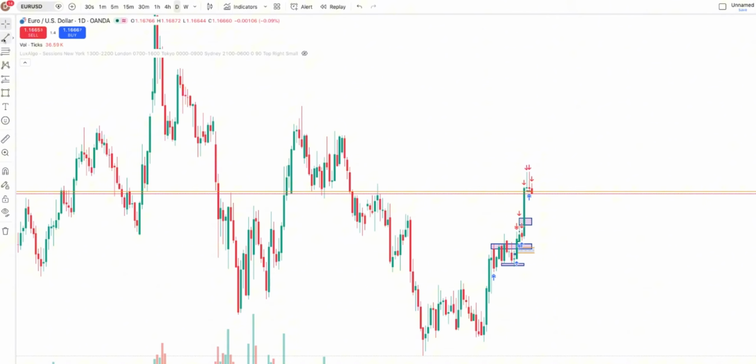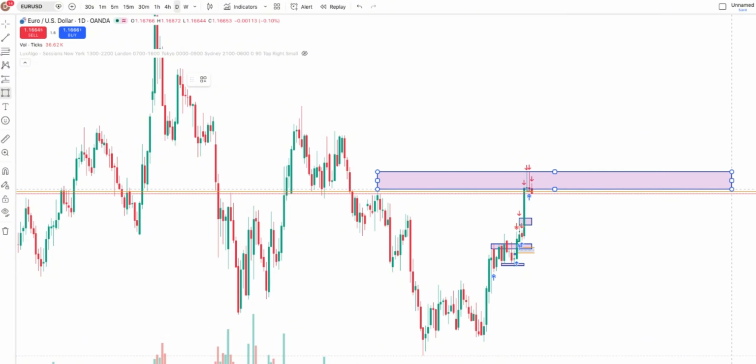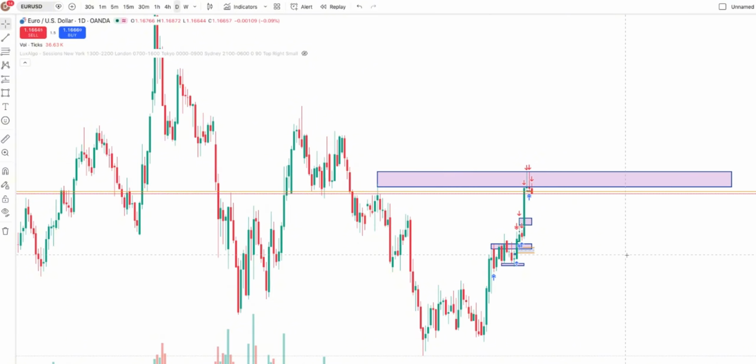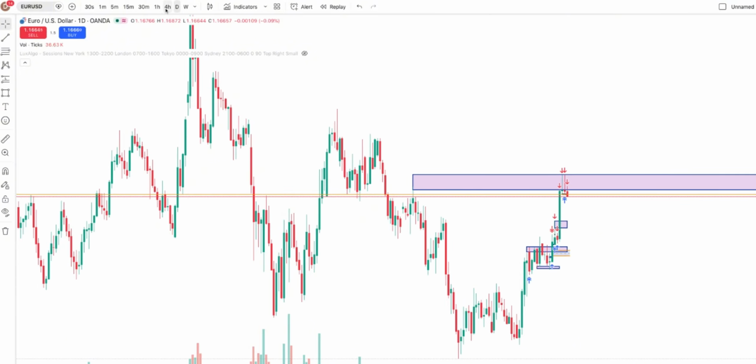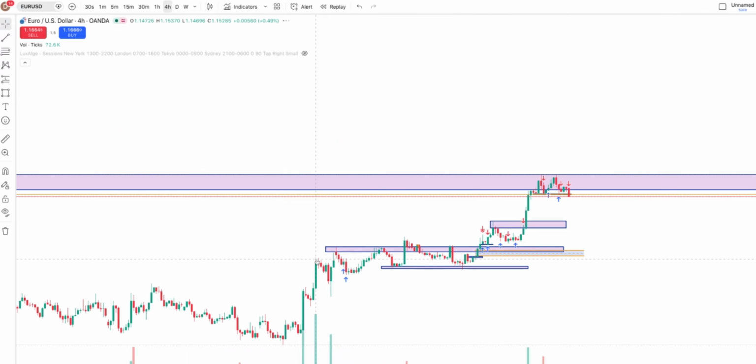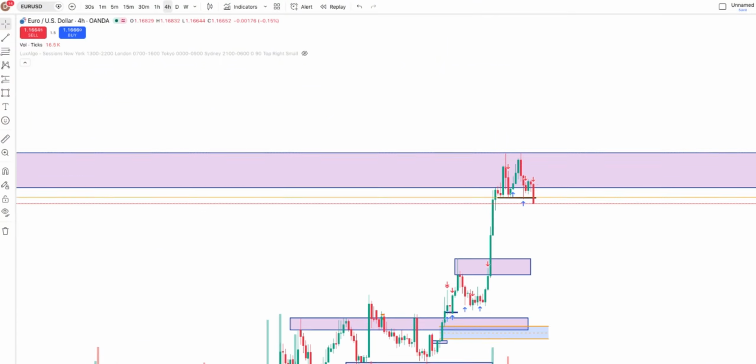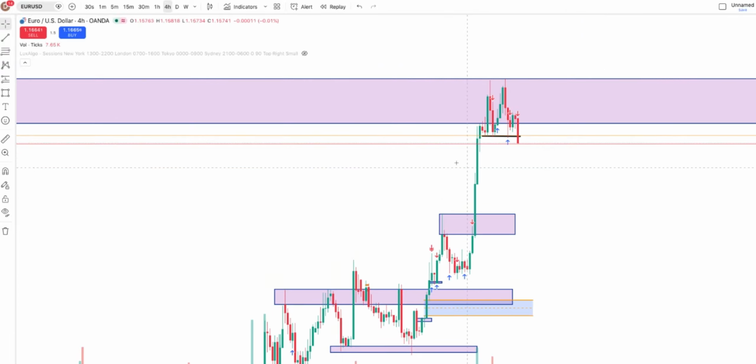So I'm going to pick the rectangle and place it over here, where this will be our zone. This is our resistance zone. Okay, when we go on the 4-hour time frame, you could now see that here, this is our zone. This zone here is a support zone. The upper one was the resistance zone, which we got from the daily.